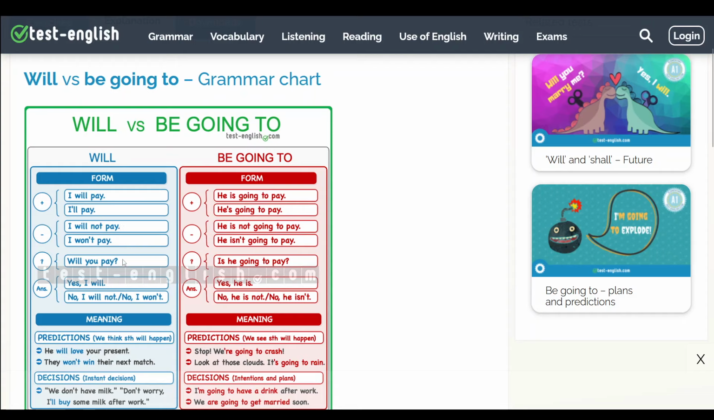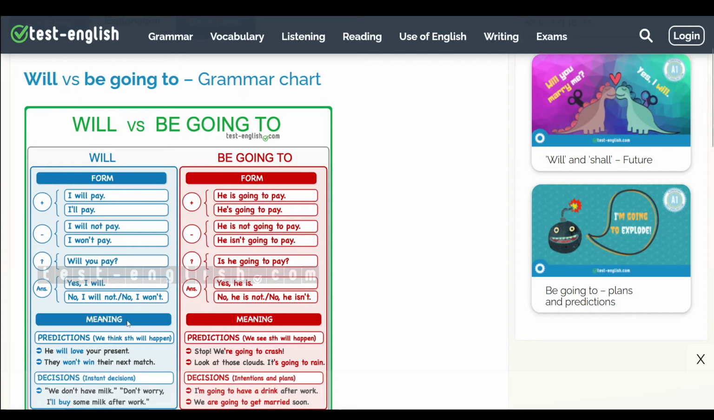Question, will you pay? Short answers. In the positive, yes, I will. In the negative, no, I will not. The contraction, no, I won't. Notice, in the positive, we don't make a contraction in the short answer. So in the positive, we say, yes, I will, not yes, I'll. In the negative, we can make the contraction, no, I won't.